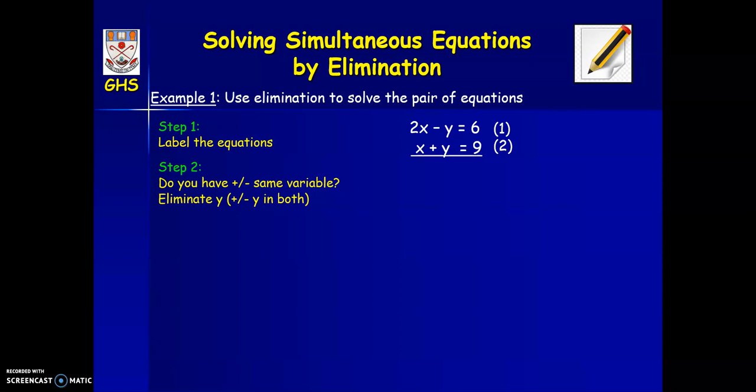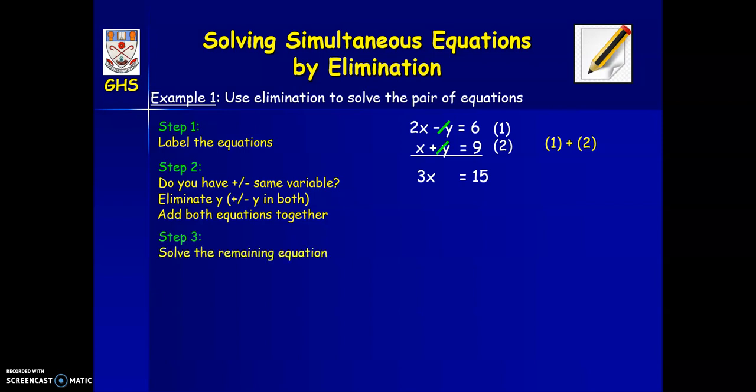We do this by adding both equations together. Now when we do this, the y terms will eliminate and we are left with a total of 2x plus x, which is 3x, equal to 6 plus 9, which is 15. We now solve the remaining equation. So the simple equation 3x equals 15, we divide by 3, and that tells us that x equals 5. So now we have the x coordinate of the solution.